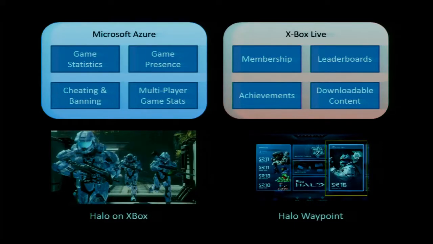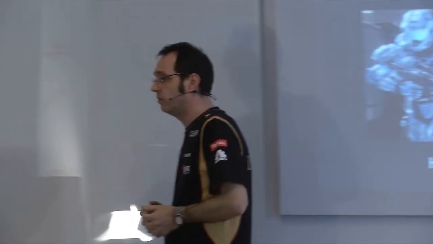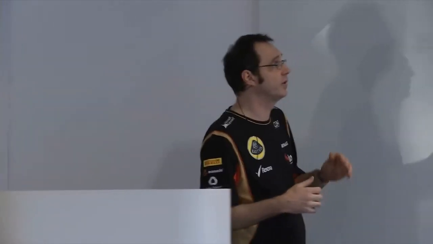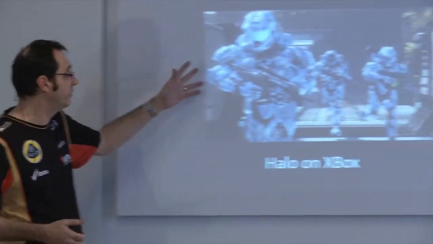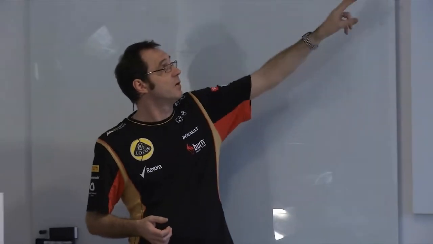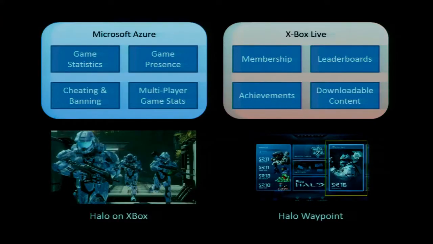So this is about what is going on in Halo 4 on Xbox Live. We've got people playing Halo on the Xbox. We've got an app called Halo Waypoint where we can keep in touch with what's going on in the games. Xbox Live provides core services like membership, leaderboards, achievements, downloadable content, that type of stuff. And what they've built in Windows Azure is they're using the service bus to intercept all of the in-game messages. So the Xbox will be sending messages to the service bus. They can monitor the game statistics, people's presence, and multiplayer games.